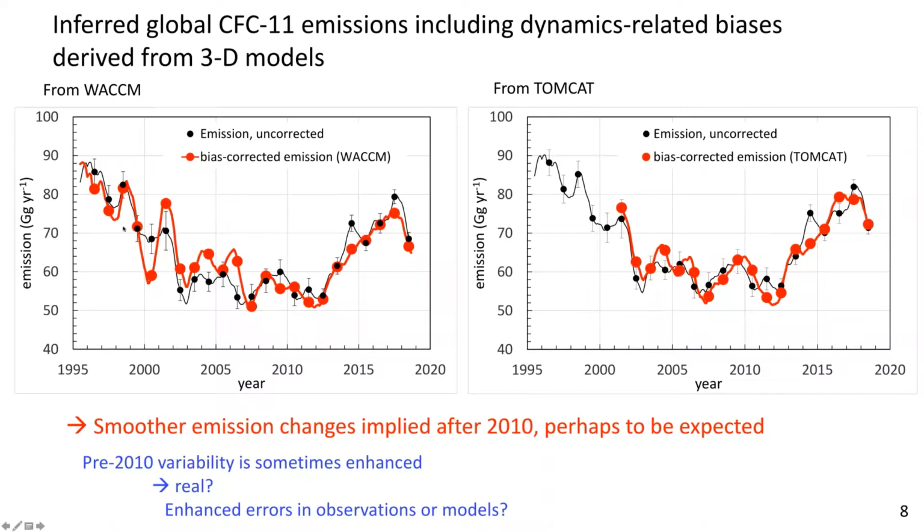Going back in time, though, further into the 2000s, it looks like the variability in what is implied for emissions is enhanced during this period. And the question is, is this real, or is it due to enhanced errors in observations or models? That's something that we don't have an answer to currently, but hope to in the future.